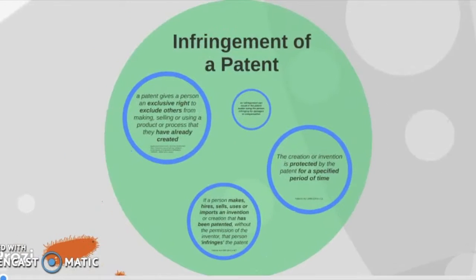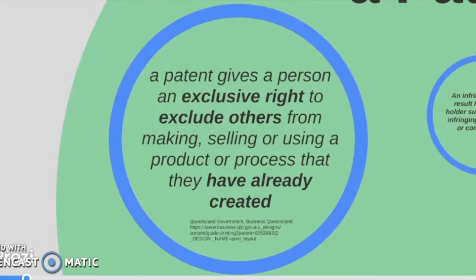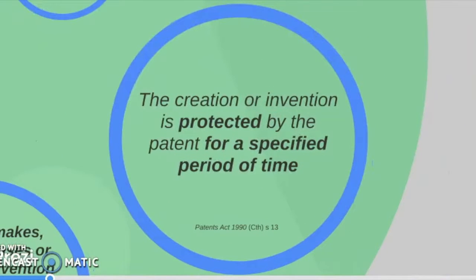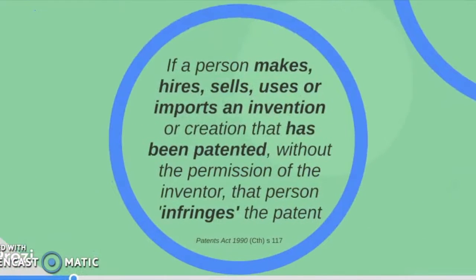Under Australian patent law, a patent gives a person the exclusive right to exclude others from making, selling, or using a product, process, or method that they have already created or invented. A person's invention or creation is protected by the patent for a specified period of time.